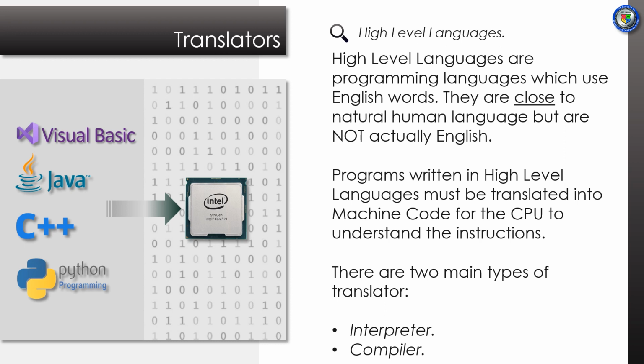High-level languages are programming languages which use English words. They are close to natural language, but are not actually English. Programs written in high-level languages must be translated into machine code for the CPU to understand the instructions. We use two main types of translator to do this: an interpreter and a compiler.